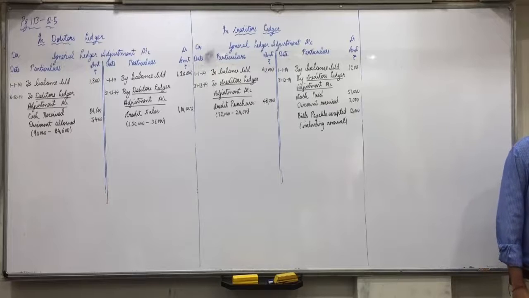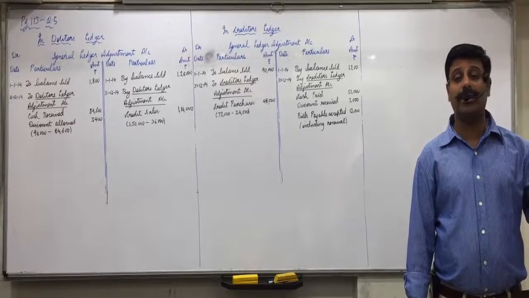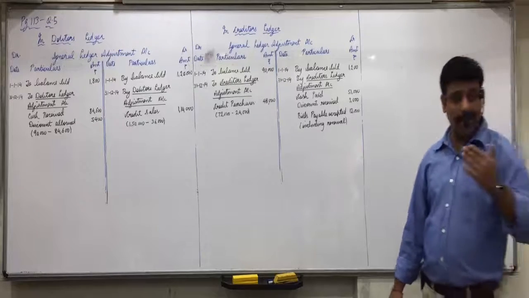Now bills payable withdrawn upon renewal 3,000. Kaval? Bills payable withdrawn upon renewal 3,000. Correct, we have to cancel the bills. For cancellation, what is the entry? Bills payable account debit to creditors. Where will we write it?